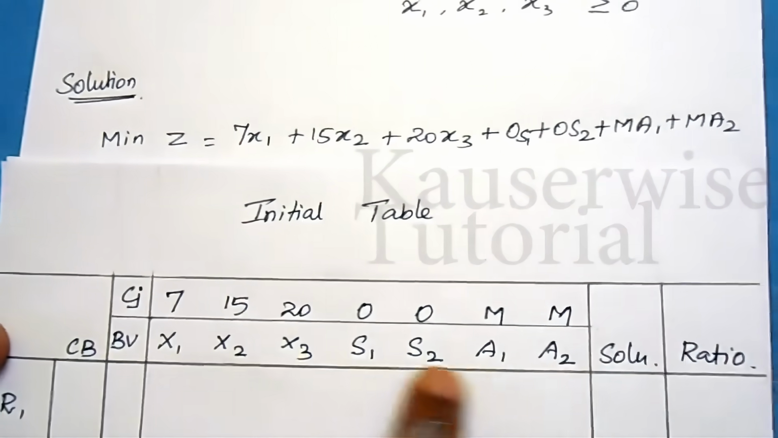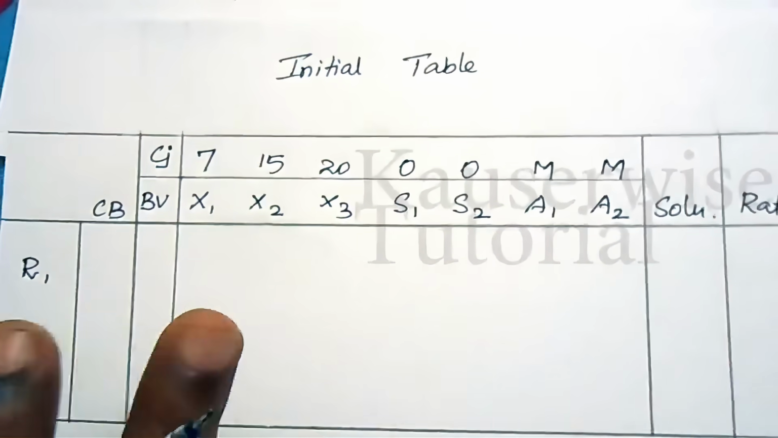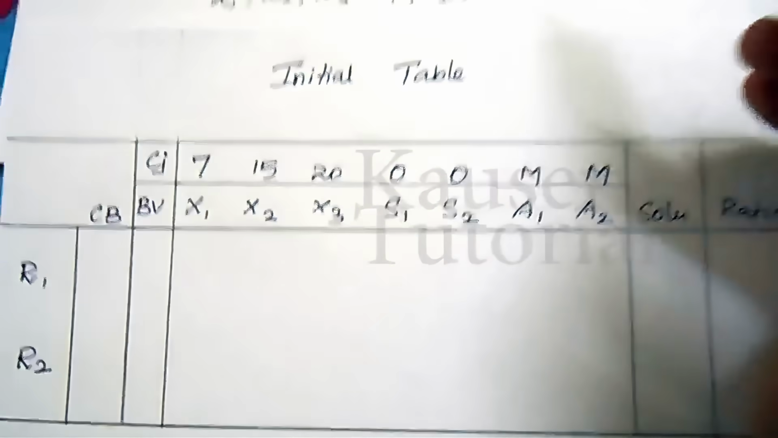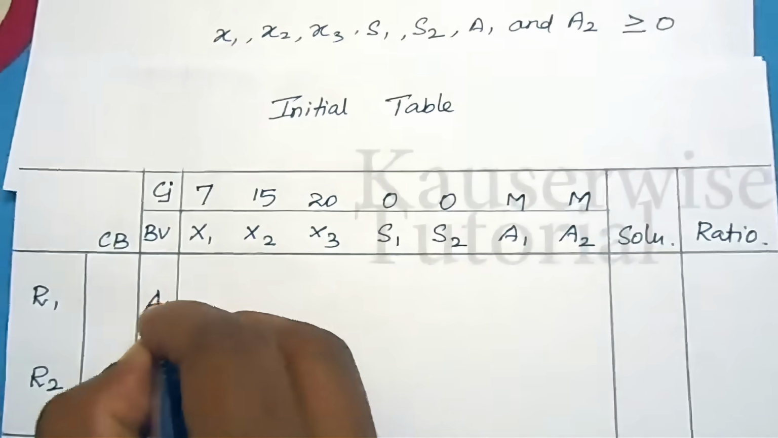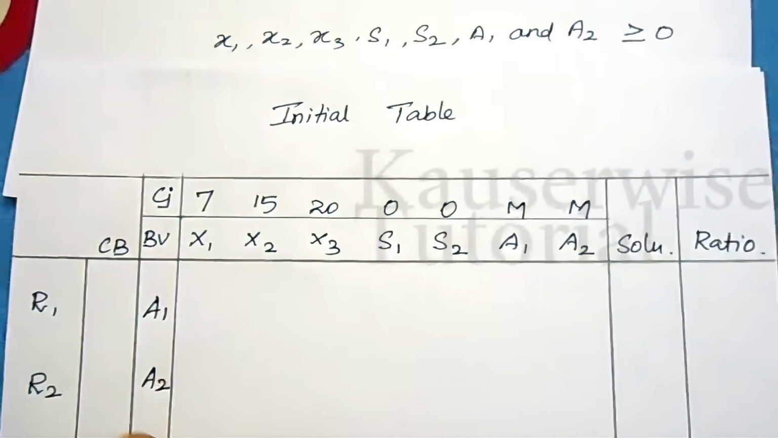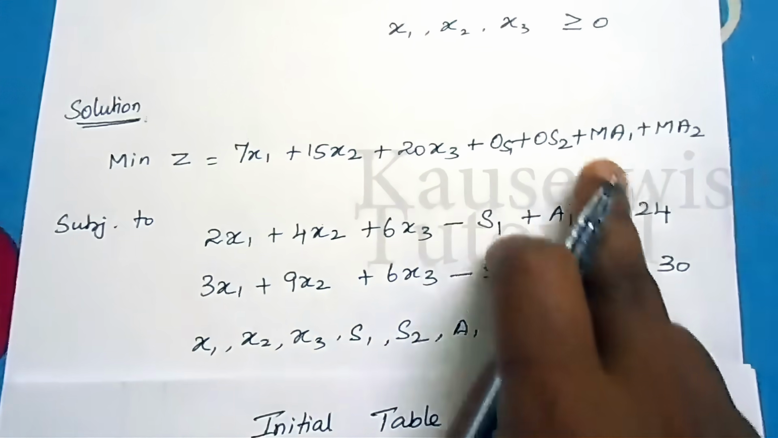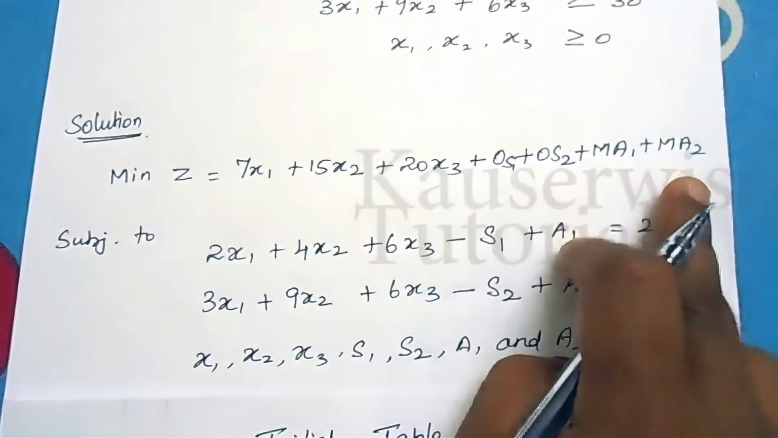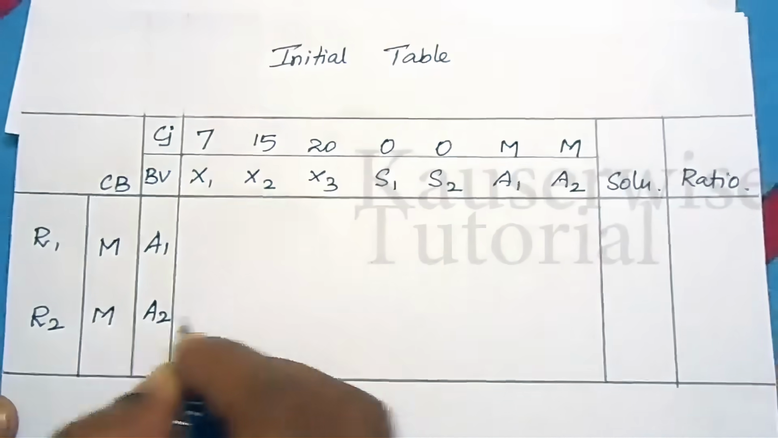These are the basic variables. In this column we need to write the two artificial variables, that is a1 and a2. So write a1 and a2. What is the coefficient of the basic variables? Look at the objective function. For a1 M, for a2 also M. So write M for a1 and M for a2 also.